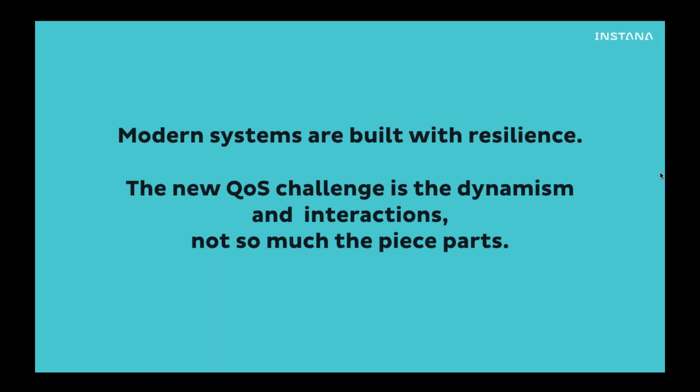Another interesting new fact: modern systems are built with resilience. Almost every one of those services is a little cluster, right? So failure of any component is assumed. We assume that any part will fail, and that puts a new spin on monitoring as well. The new quality of service challenge, in our opinion, is the dynamism and the interactions between those components, not so much the piece parts. In fact, Gartner writes about this a lot, saying another way to define a microservice application is this: any microservice can think that it's perfectly healthy, but the application is actually broken because they're not interacting properly. So that's a very different world for monitoring to deal with.